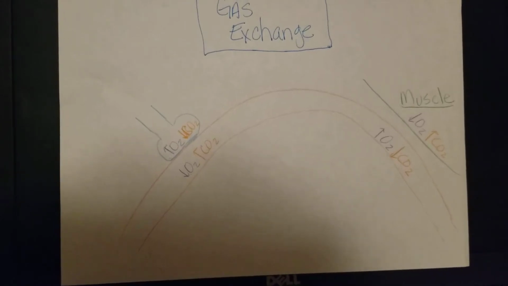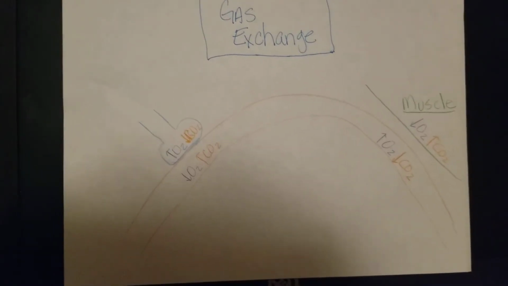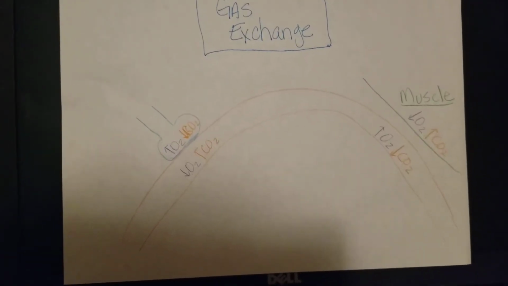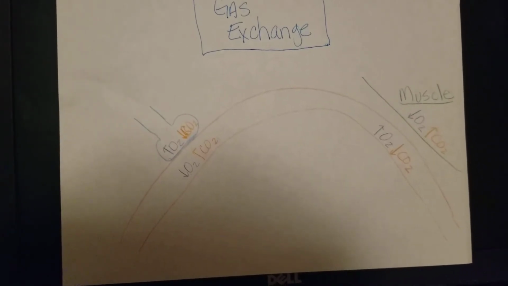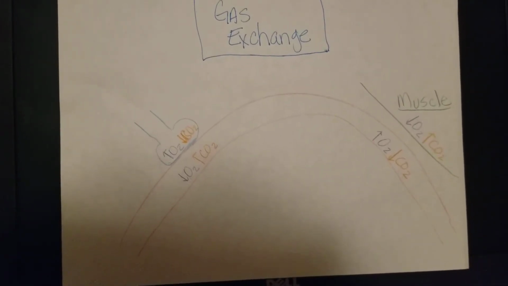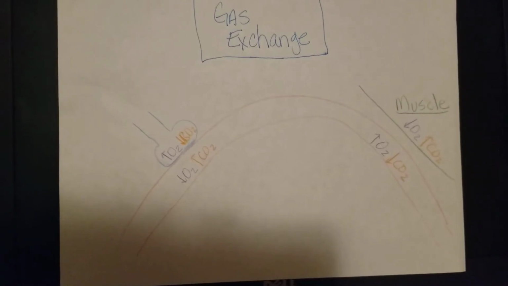Now that we have gone past the lungs, we are high in oxygen and low in carbon. We go back to the heart so it can go out to the body.